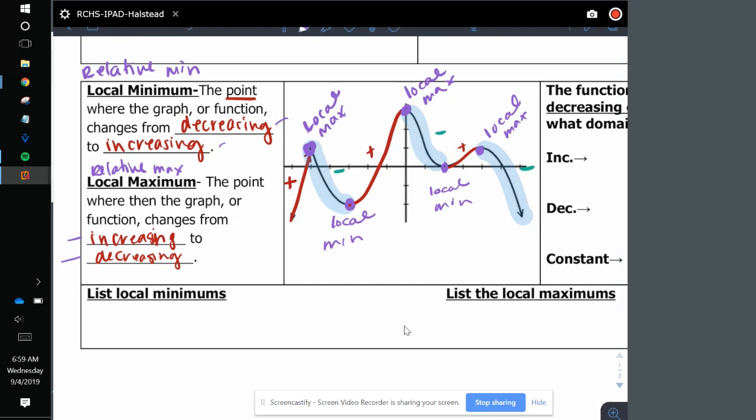Okay. So we're going to list those points here. Local maxes: -5, 1; 0, 3; 1, 2; 3, 4; 4, 1. And then I have mins at -3, -2, and 2, 0.